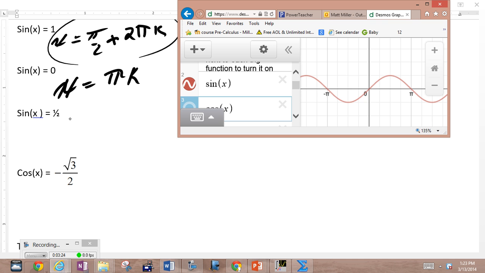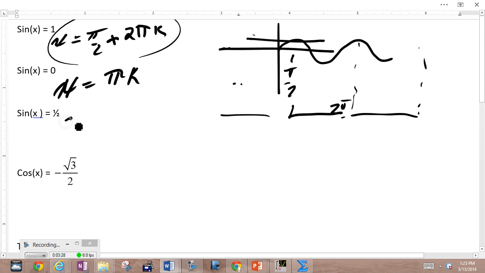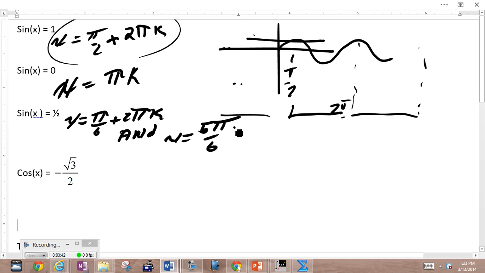So basically, there's 2 sets of answers for this. It's x equals pi over 6 plus the 2 pi k values on top of that, and x equals 5 pi over 6 plus all subsequent hits down the line. So for sine of x equaling 1/2, we have 2 strikes per cycle.